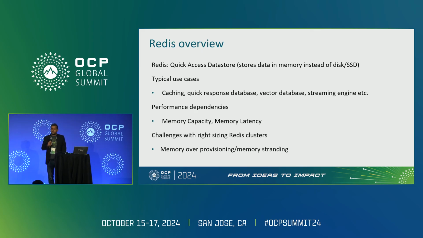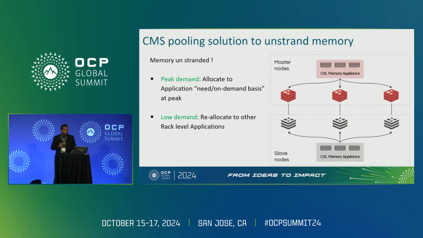Another challenge that we see with Redis database is about right-sizing the Redis cluster. One of the issues that we hear from people who work on it is the problem of over-provisioning the memory, which often leads to memory stranding, where all the computes are being used, but there is memory that is left behind stranded. And we can use CMS solutions to solve these problems.